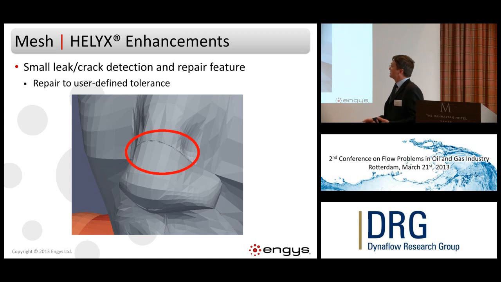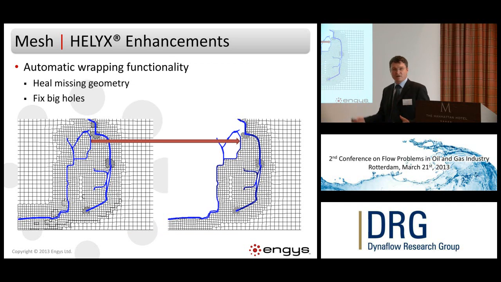We also have small leak closure, so if you've got not a perfect geometry, the tool will automatically detect if you have, say, a 0.5 millimeter gap. It will find that there's a 0.5 millimeter gap and will not propagate the mesh through there and repair those interfaces. Similarly, if we have very large holes, we can define which side is the good side, for example. So we say, okay, we want flow on the right-hand side.